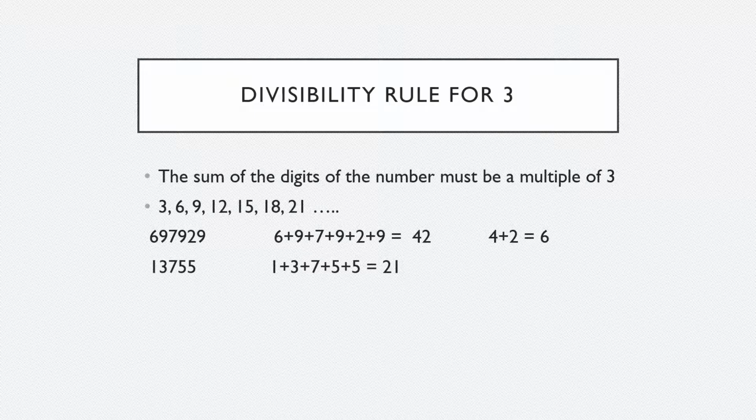Next, 13755. So we perform the sum 1 plus 3 plus 7 plus 5 plus 5, and that gives us 21. And 21 is a multiple of 3. So the number 13755 is a multiple of 3. If it's not clear, we can repeat the process. So 2 plus 1, that gives us a 3, and then we are 100% sure.